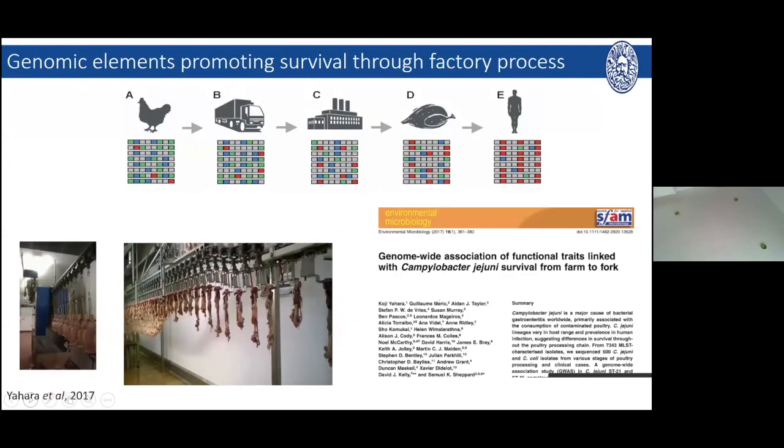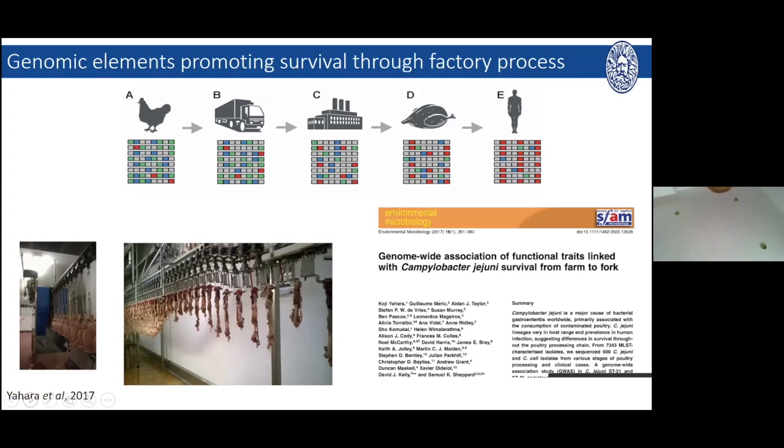By nature, Campylobacter is microaerophilic, so it doesn't like huge quantities of oxygen, so it can't survive in those conditions normally. But we find that when the chickens are colonized with Campylobacter on the farm, somehow strains are surviving and ending up on meat and causing infection in humans.